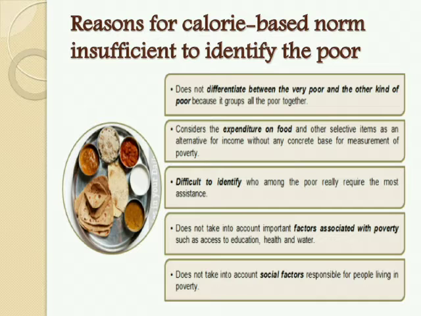It considers the expenditure on food and other selective items as an alternative for income, without any concrete base for measurement of poverty. It is difficult to identify who among the poor really requires the most assistance. It does not take into account important factors associated with poverty such as access to education, health and water. It does not take into account social factors responsible for people living in poverty.